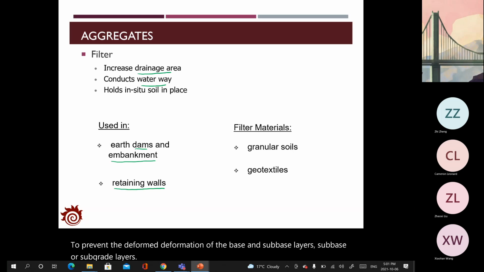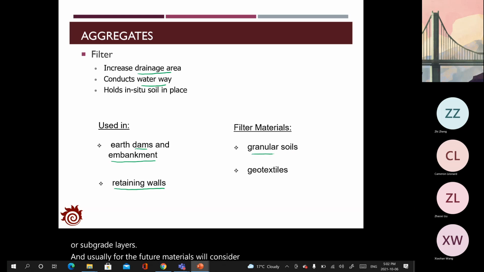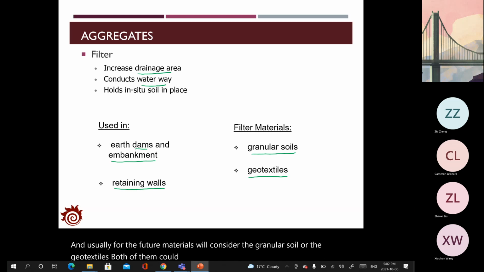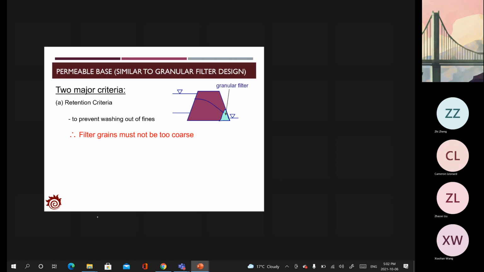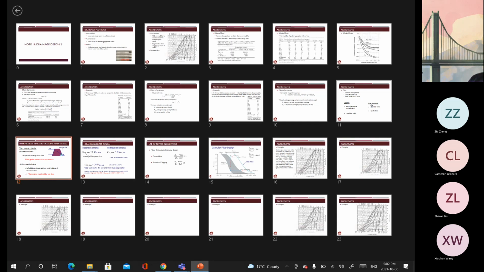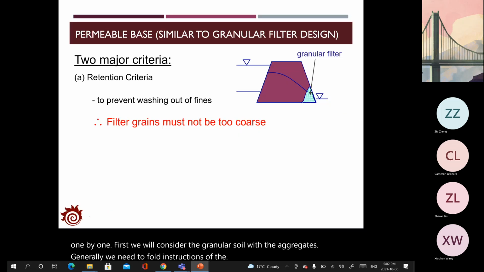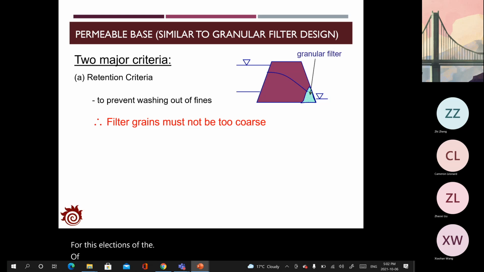And usually for the filter materials, we will consider the granular soil or the geotextiles. Both of them could be applied, and I'm going to introduce them one by one. First, we will consider the granular soil with the aggregates. Generally, for the selection of appropriate aggregate granular filters, we have to consider two criteria.